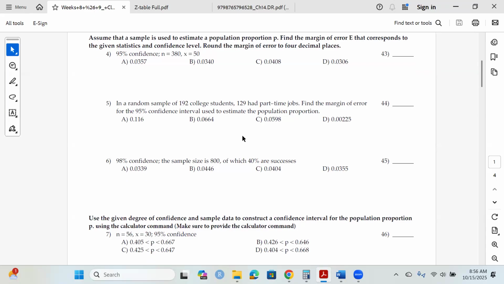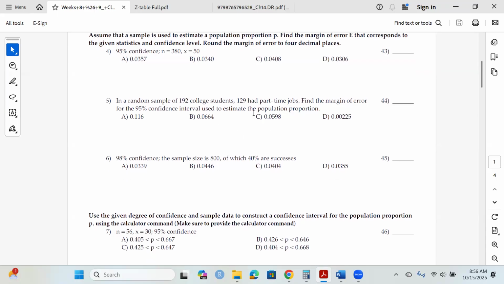In a random sample of 192 college students, 129 had part-time jobs. Okay, so now we can easily calculate the proportion. So we're probably thinking 129 out of 192. Again, this question isn't written very well because shouldn't it say what is the proportion?